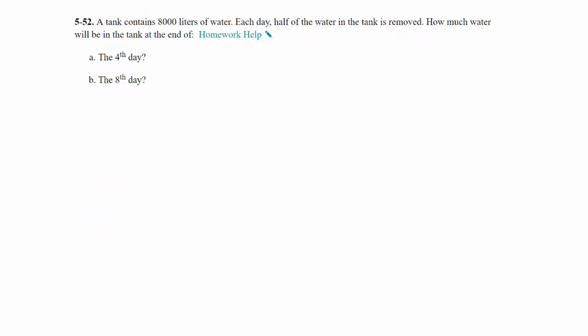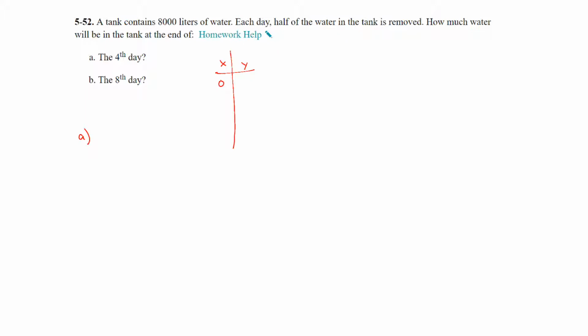Question 52, a tank contains 8,000 liters of water. Each day, half of the water in the tank is removed. How much water will be in the tank at the end of the 4th and then the 8th day? So we could do this a couple of different ways. One way to look at this is by creating a table.